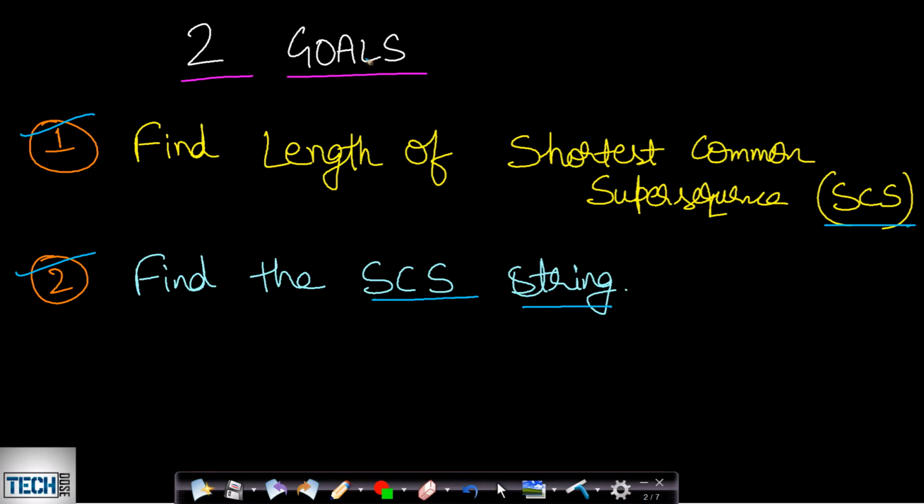Now the prerequisite for solving this problem is knowing all about longest common subsequence and how to find the longest common subsequence string. Okay. So this I have already uploaded in my previous video. You can watch that in my DP playlist. Now I assume that you already know how to find LCS string. So we will proceed with this problem.